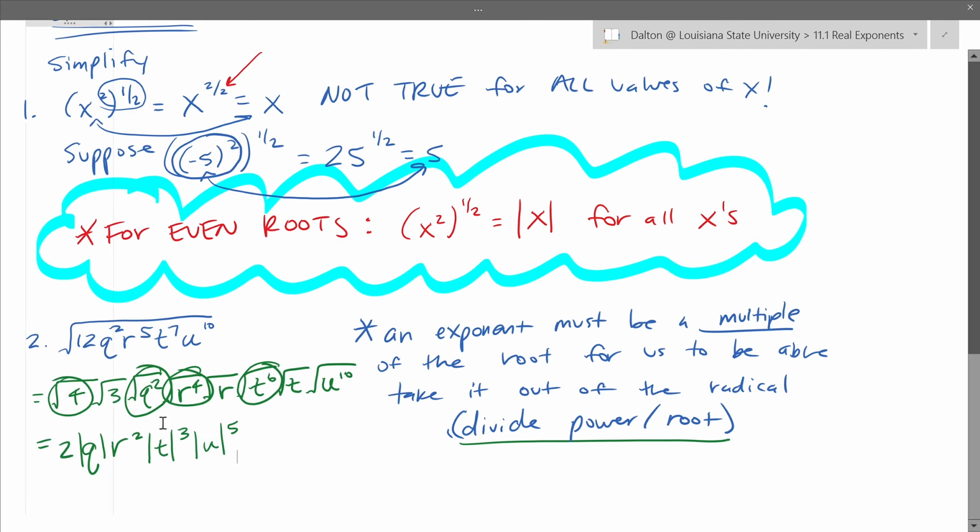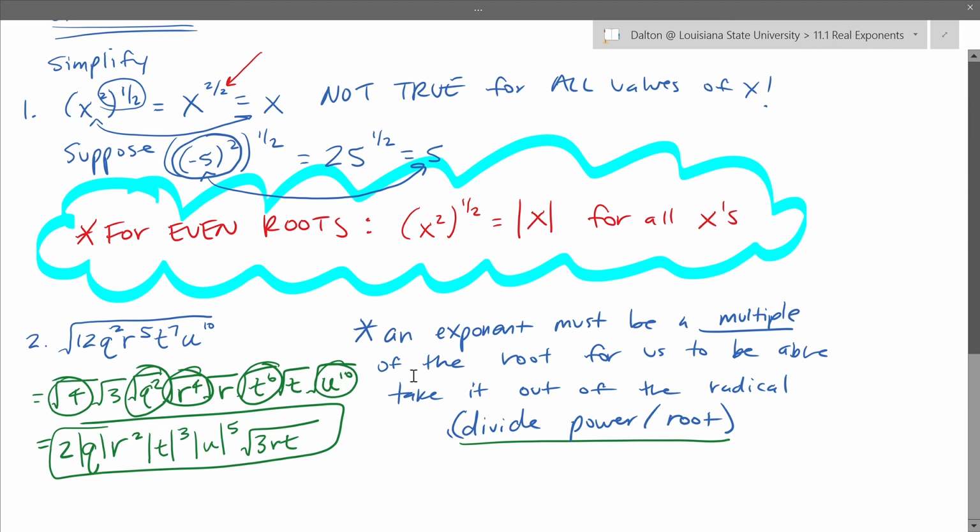And then the other stuff that I couldn't take out of the radical, oh, I took care of 10. All the stuff that you can't take out of the radical just needs to remain inside of the square root symbol. So all of this times the square root of 3rt. So this crazy, ugly thing is our answer.